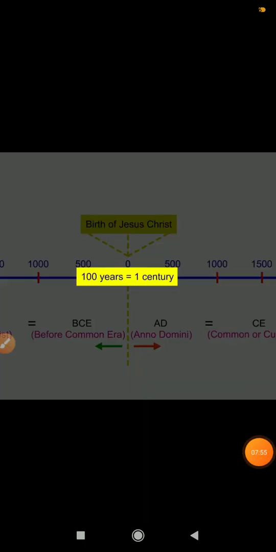Another important piece of information is that 100 years means a century. We often say that we live in the 21st century or the 20th century. So century exactly means 100 years.